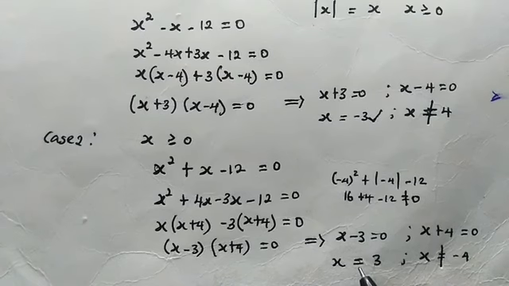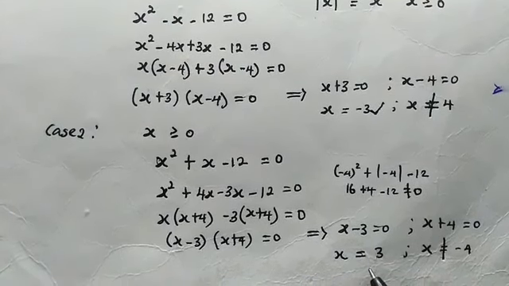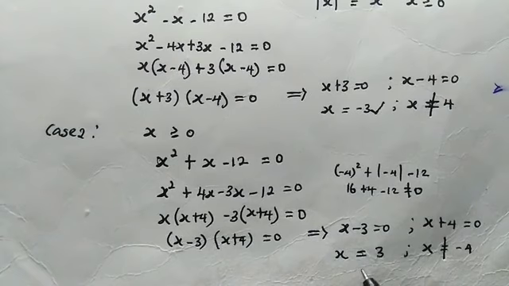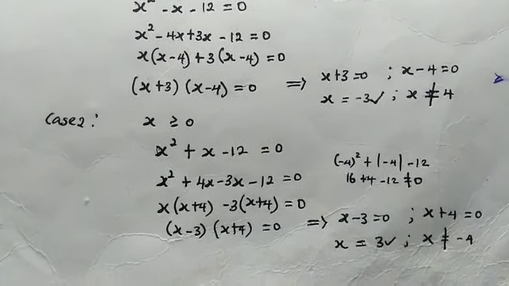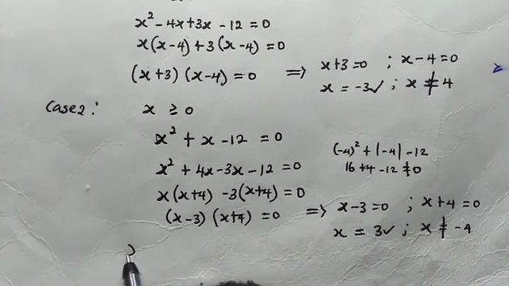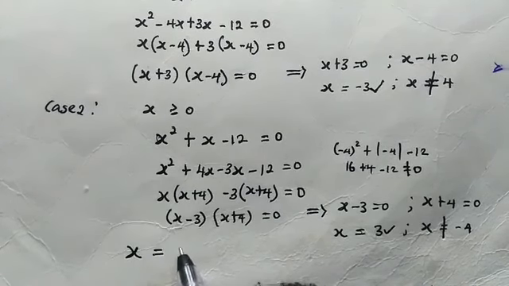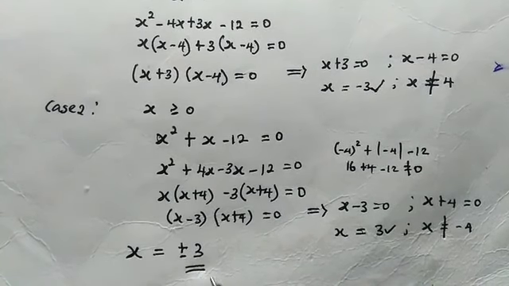When you substitute x equals 3, we will get 3 squared plus the absolute value of 3, which is 9 plus 3, which will give us 12 minus 12, that is 0. So 3 is a solution. From here, we find the following solutions for x: x is equal to plus or minus 3. And these are the solutions.